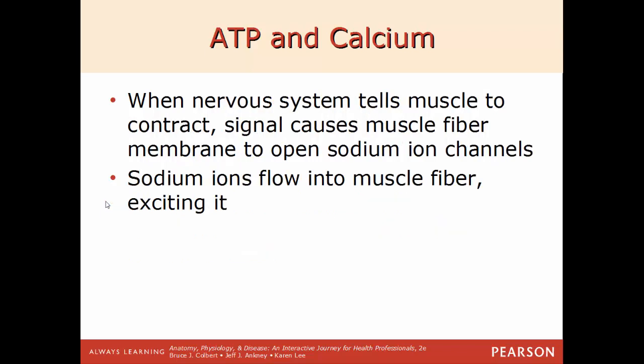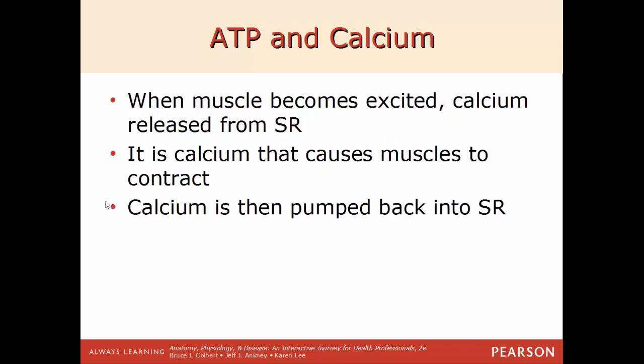Now, when the nervous system tells the muscle to contract, a particular type of signal will cause the muscle fiber, or the membrane of the muscle fiber, to open sodium ion channels. This will allow sodium ions to flow into the muscle fiber, therefore exciting it. And this process we'll talk more in detail in a future video. When that muscle fiber becomes excited, this is what will cause the calcium to be released from the SR. So it is the calcium that causes the muscles to contract, and then the calcium after that point is pumped back to the SR to be used again later on.